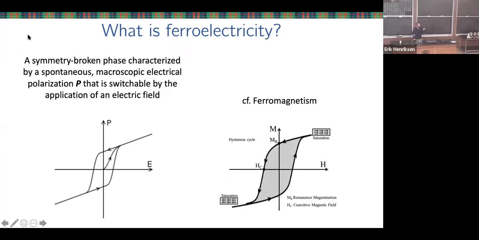And you can switch it with an external electric field. Okay, so if this type of diagram, polarization versus electric field, looks familiar, it's because there's a lot of analogous things in ferromagnetism, which you may be more used to. For example, there's a remnant polarization in this bistable configuration over here, and there's sort of a coercive field as well. So all the analogous things from ferromagnetism.